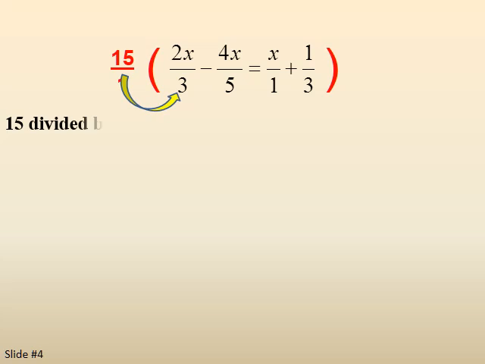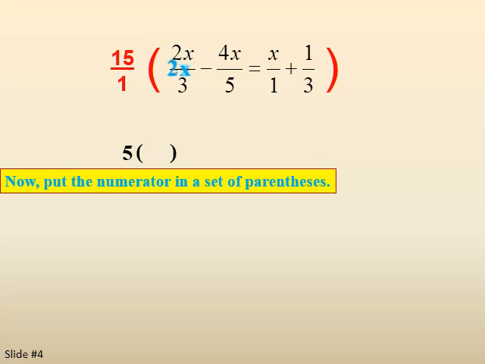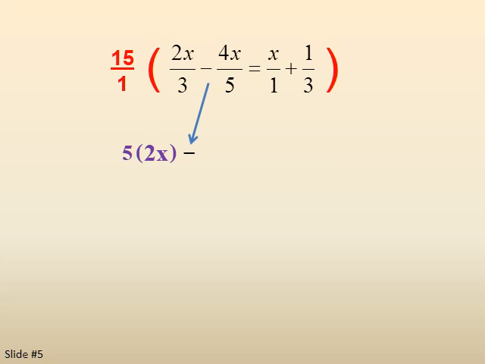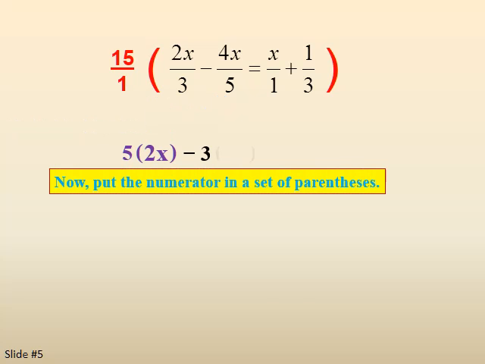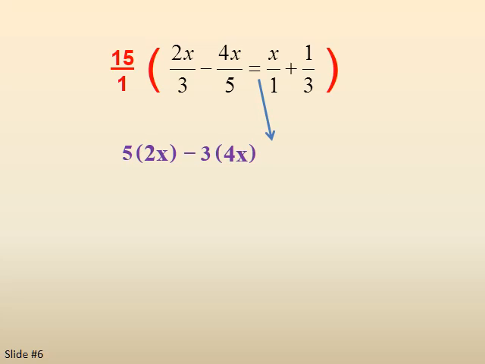So when we multiply times the first term, we notice that 15 divided by 3 gives us 5. Now we put the numerator, 2x, in parentheses behind the 5. Then we bring down this operation between and do it again. 15 divided by 5 is 3. Again, we put the numerator in parentheses behind the 3. Bring down the equal sign and repeat the process.